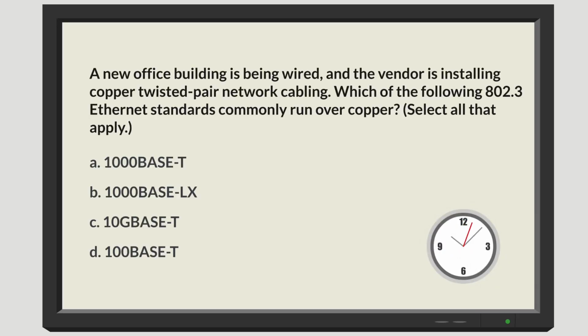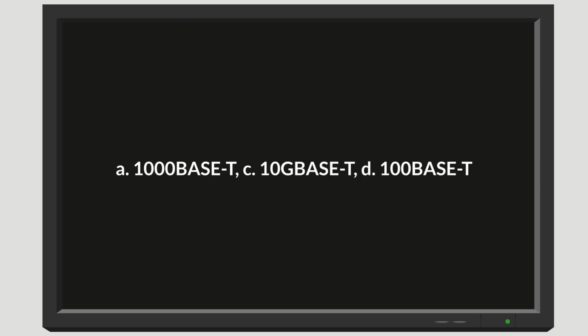Which Ethernet standards run over copper twisted pair cabling? Choose all that apply. 1000BASE-T, 1000BASE-LX, 10BASE-T, or 100BASE-T. The ones that run over copper are 1000BASE-T, 10BASE-T, and 100BASE-T. 1000BASE-LX is fiber.